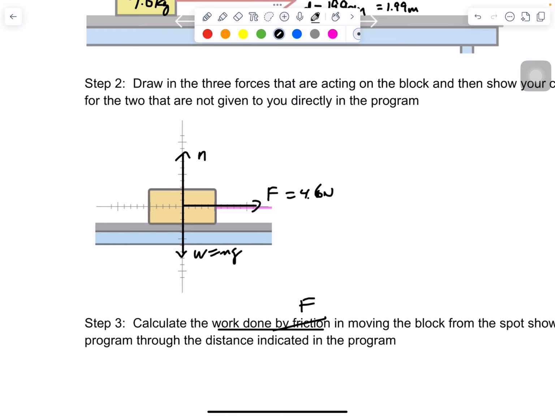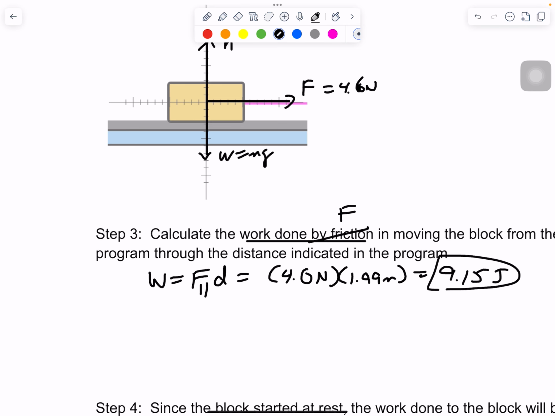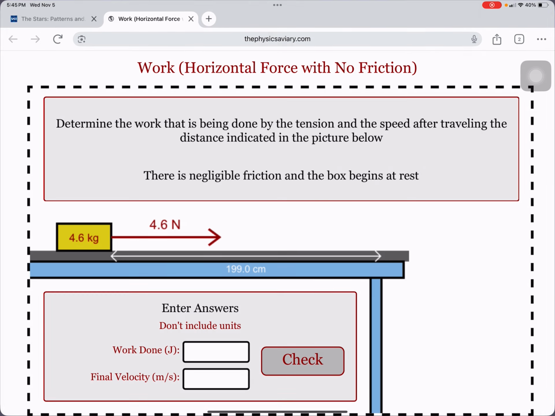So there's no friction in this problem. So how do we calculate work? Well, work is equal to the parallel component of force times distance. That's going to be 4.6 newtons times 1.99 meters, in my case anyway. Go ahead and figure out yours. I'm getting about 9.15 joules. Go ahead and enter it in as I go.